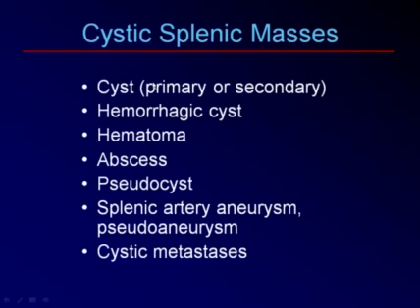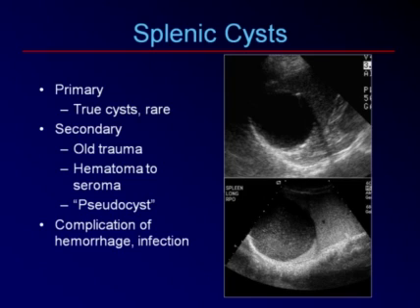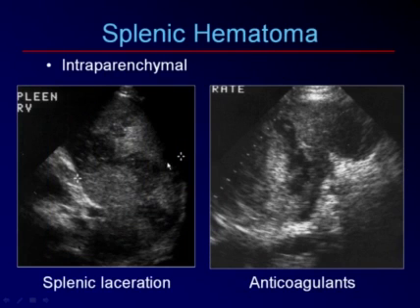There are masses that occur in the spleen. Here's a list of cystic masses that can occur. We'll show you a few of these. Here's a pure cyst that occurs in the spleen. The true cysts with the true lining are rare. Most of these are secondary to old trauma or hematoma or even a pseudocyst inside the spleen. They can be complicated by hemorrhage or infection, just like any cyst.